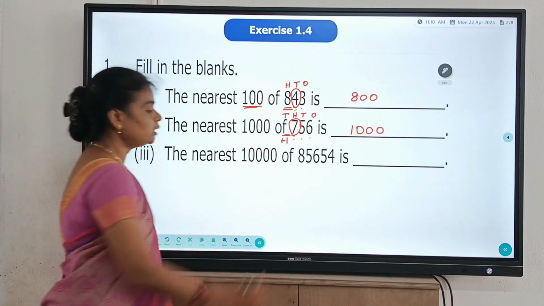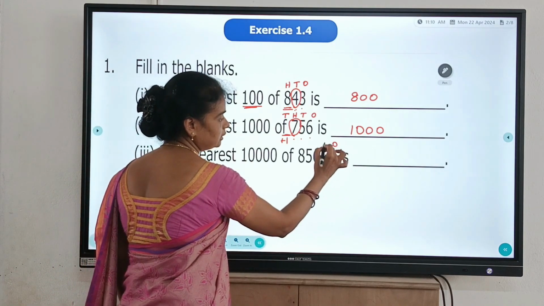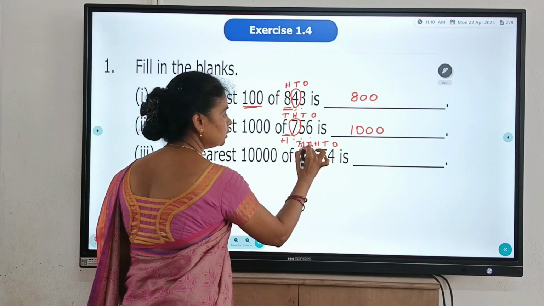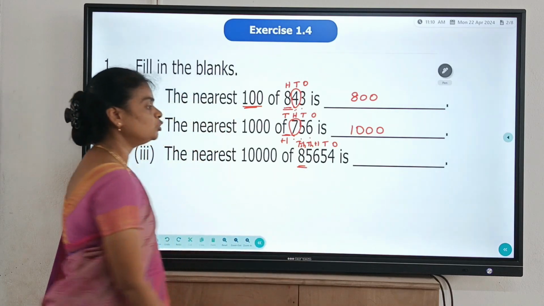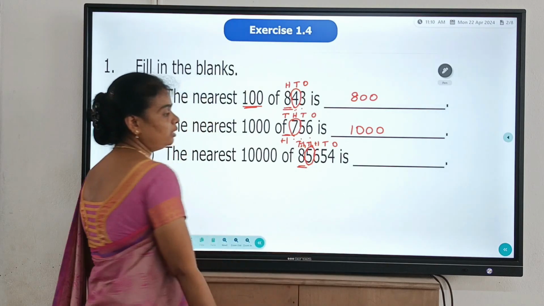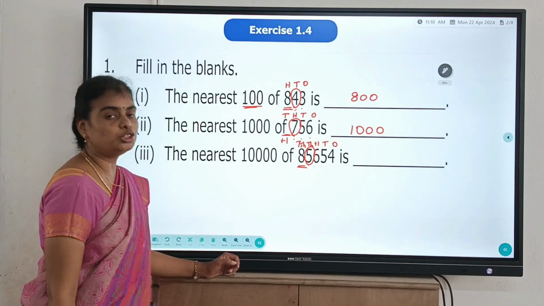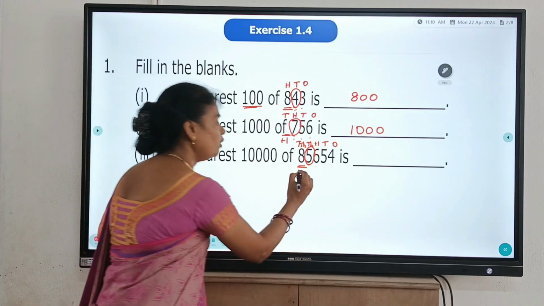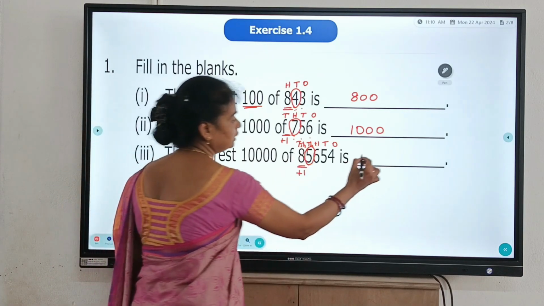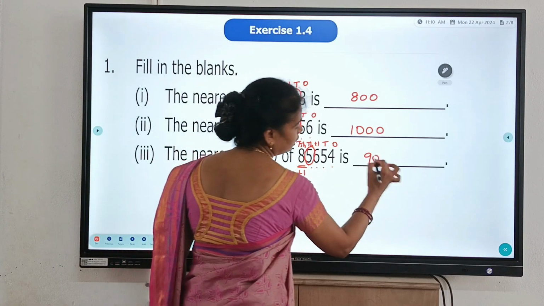The nearest 10,000 of 85,654. So again ones, tens, hundreds, thousands, 10,000. So 8 comes in place of 10,000. The next step, you will compare the next number. It is equal to 5. So what should you do? If it is equal to 5, you will add plus 1 to the previous digit. So 8 plus 1 is 9, and instead of all the other digits, you will write only zeros.